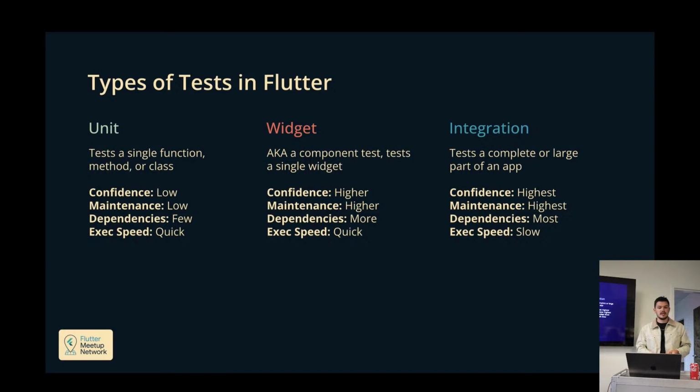So for unit tests, low confidence, it's testing a very small piece of the app, but they're very low maintenance. Once you write them, you probably won't have to change them too often. There are few dependencies because you're just checking one very specific piece of logic, and the execution speed is very quick.